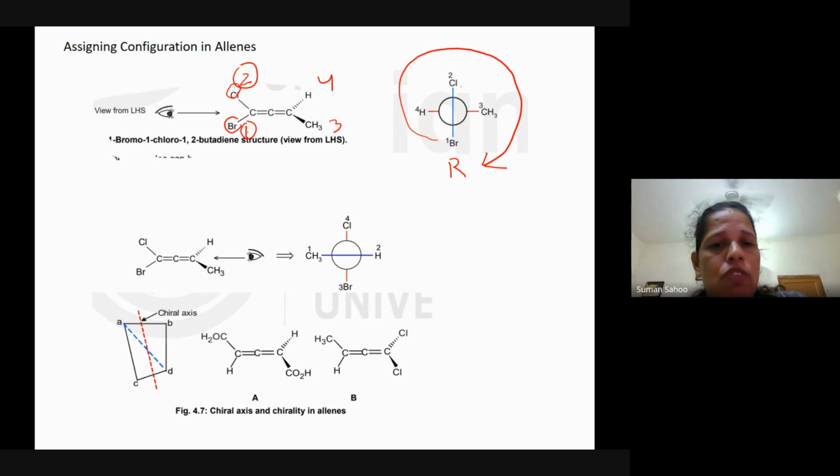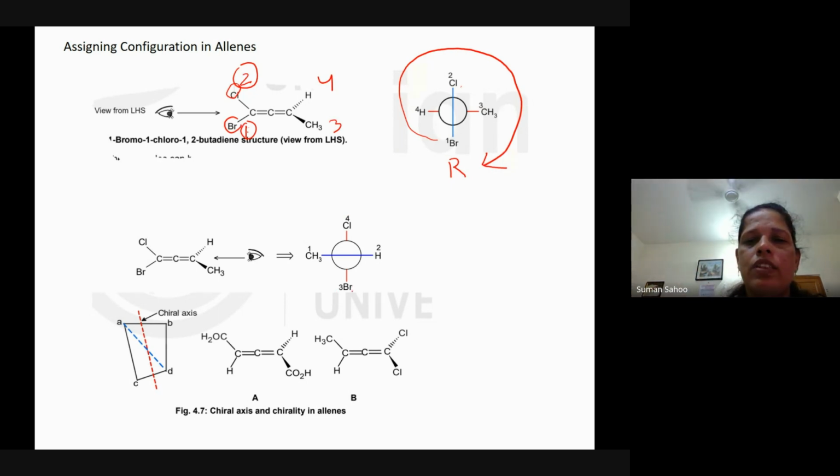If you are going to view it along this direction, this one is your front carbon. So the CH3 group is on the left and hydrogen is on your right, and chlorine is again on your right side and bromine on your left side. So now this one will get high priority, and this one priority number 2, and this one will get priority number 3, and this will get priority number 4.